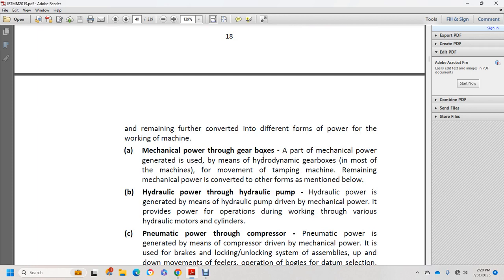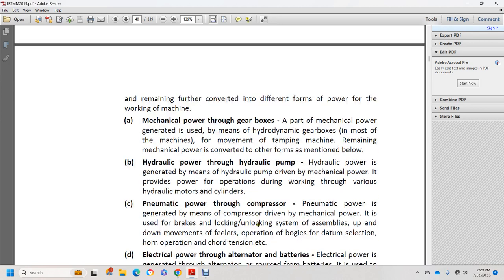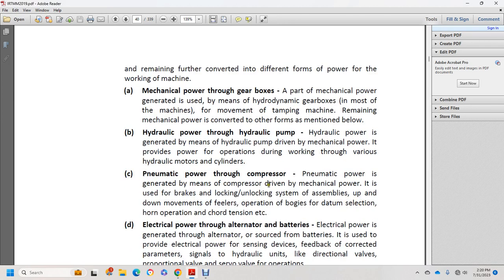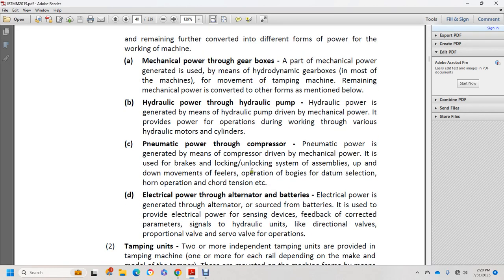Hydraulic power through the hydraulic pump. Hydraulic power is generated by the hydraulic pump driven by the mechanical power, and is provided during working through the various hydraulic motors and cylinders. Pneumatic power through the compressor. Pneumatic power is generated by the compressor driven by mechanical power, to operate the brakes and unlocking systems, the up and down movements of the feelers, operating bogies for datum selection, horn operation, and cord tension, etc.